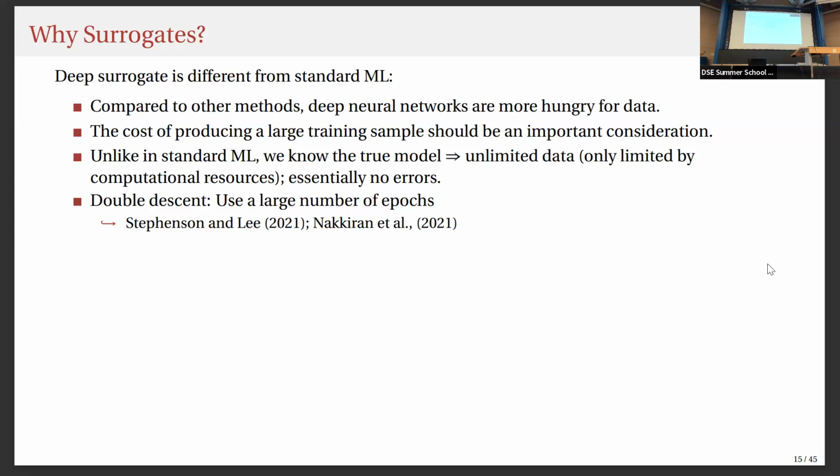Which is why the recently discovered phenomenon of double descent empirically really makes sense for our setting. What that means is basically when you train these neural networks, you can actually run a large number of epochs, right? Just run through your data again and again to really get a good representation so that this training error that I was talking about earlier can be further reduced. Right? That's one practical guidance.